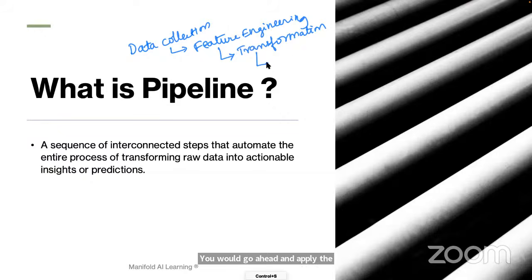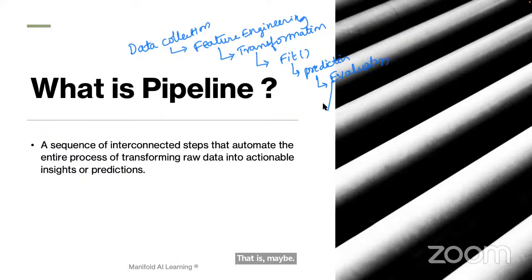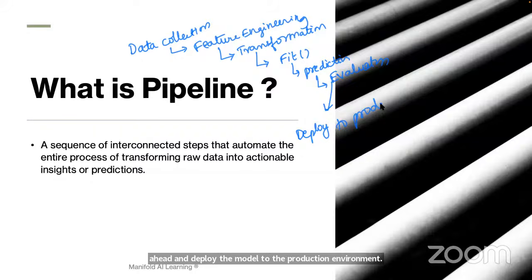Then once the transformation is done, you will apply the machine learning model, which is basically the activity of fit. Once the fit is done, you would then generate the prediction. Once the prediction is done and you are satisfied with the outcome the model is giving you, you would perform the next step, which is evaluation. Once the evaluation is done, you will then deploy the model to the production environment. So this is the sequence of steps that we generally follow whenever we are working in any machine learning project.